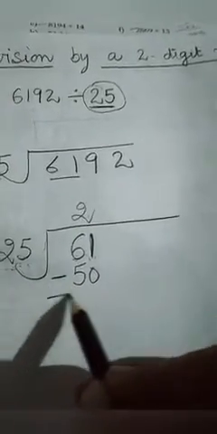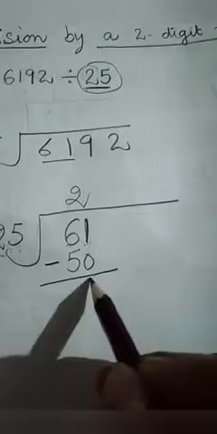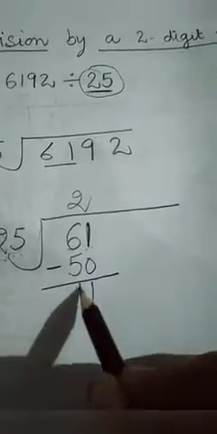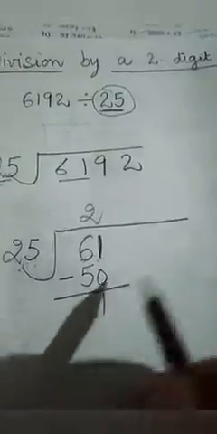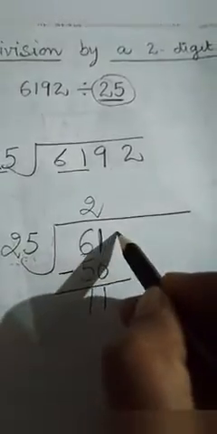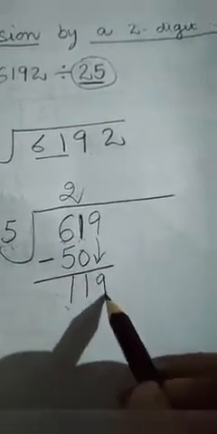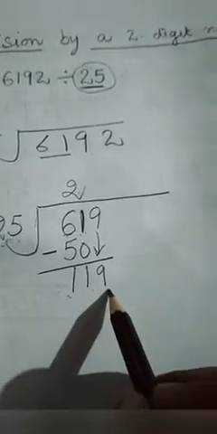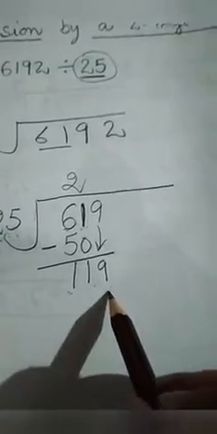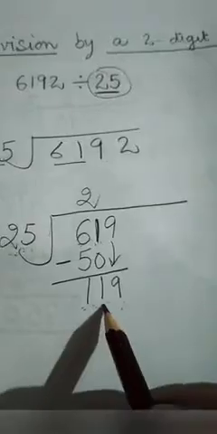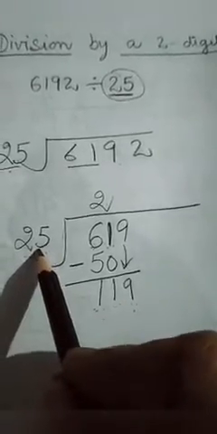Now we will do subtraction. 1 minus 0 is 1, 6 minus 5 is 1, so we got 11. Now the next digit is 9, we will write that downside. Now it has become 119. Now 119 will be divided by 25.